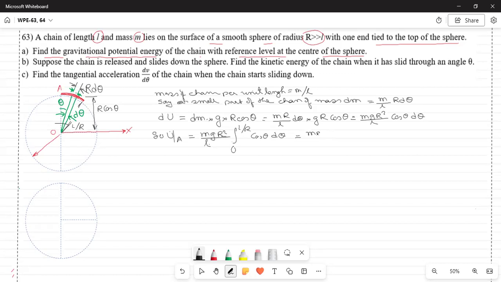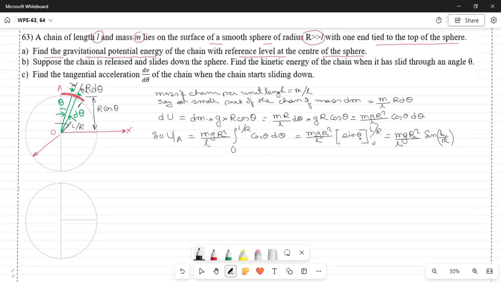This is equal to mg r square by L. Integration of cos theta is sin theta, and the limit is from 0 to L by R. So now it will be mg r square by L times sin of L by R.